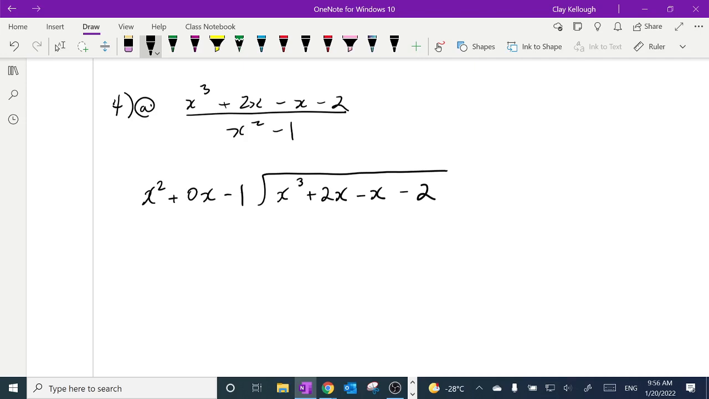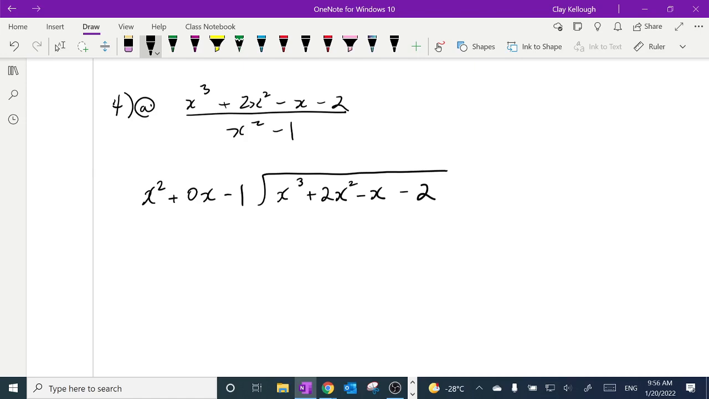And the same would be true if there was something in the numerator that was missing. Say that there was no, this is supposed to be a squared, isn't it? Say that there was no 2x squared term. It was just x cubed minus x minus 2. I would write x cubed plus 0x squared so that I had a placeholder in this spot. Okay, now I'm ready to divide.